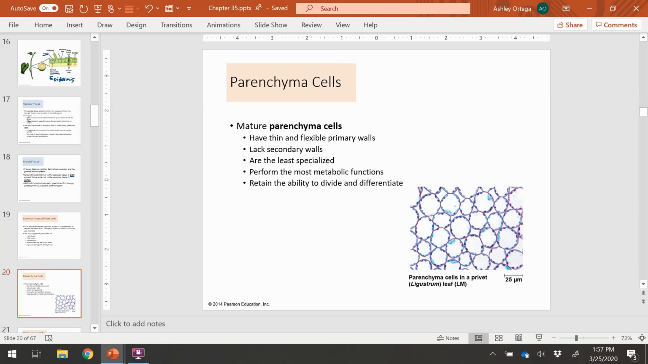So the first type are the parenchyma cells. When parenchyma cells are mature, they have very thin, flexible walls and are least specialized. They perform the most metabolic functions and retain the ability to divide and differentiate. In terms of functioning, a lot of cells in the cortex and even the pith will be parenchyma cells. These cells are going to be performing a lot of different roles for the plant. It helps that they aren't specialized for just one function. They can perform a lot of functions, and they can divide and form new cells, even new types of cells. And so mature parenchyma cells are kind of the normal functioning cells that the plant needs.